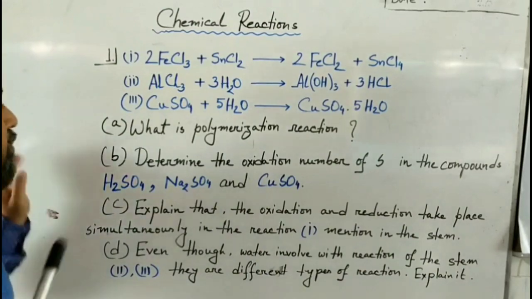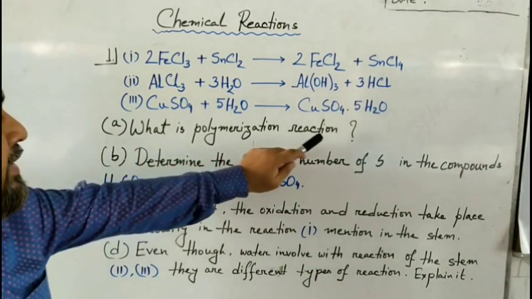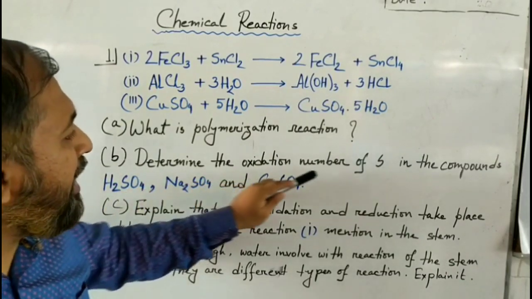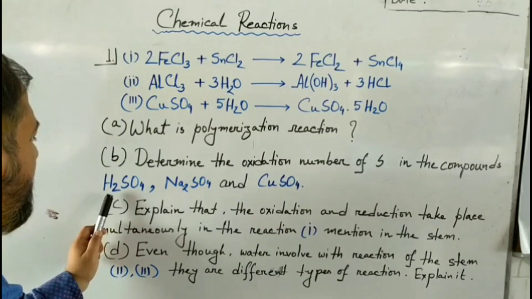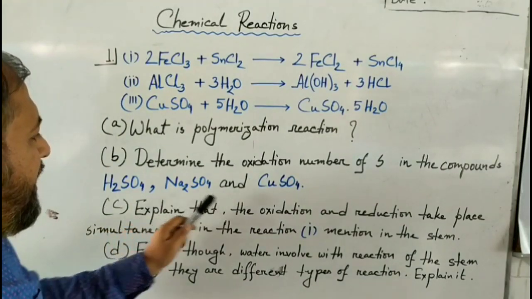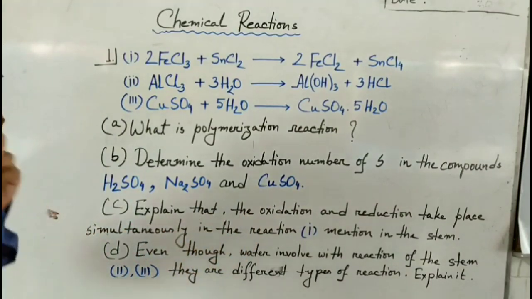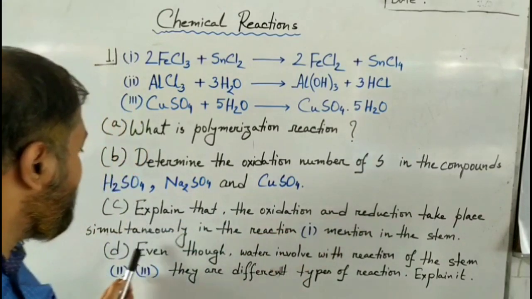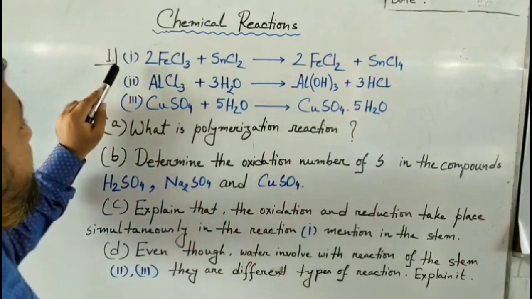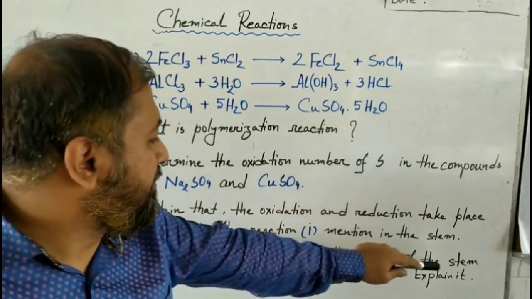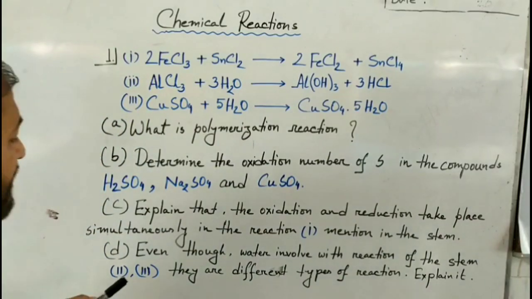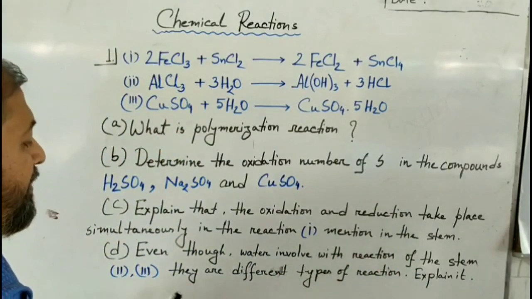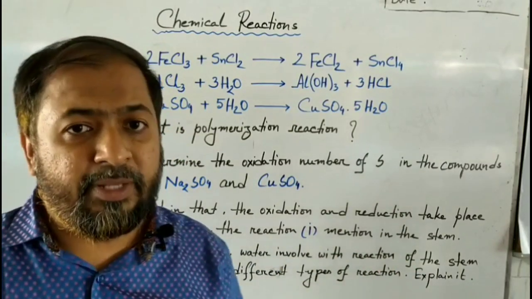Now come to the questions. Question a: What is a polymerization reaction? Question b: Determine the oxidation number of sulfur in the compounds sulfuric acid, sodium sulfate and copper sulfate. Question c: Explain that oxidation and reduction take place simultaneously in reaction 1, which we can see mentioned in the stem. And the last one: even though water is involved in the reactions of stem 2 and 3, they are different types of reaction. Explain it.